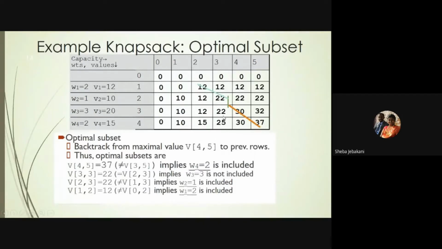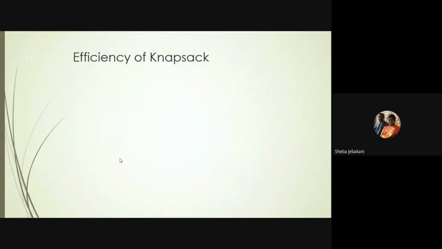This way I found out the fourth object was selected, the second object was selected and the first object was selected. So these were the three objects selected to get the optimal solution of 37. This is how you find the optimal solution in knapsack, and this is how we solve knapsack using dynamic programming. Hence it is also called 0 bar 1 knapsack. You have either 0 or 1, and we don't have fractional values like we had in the greedy method.